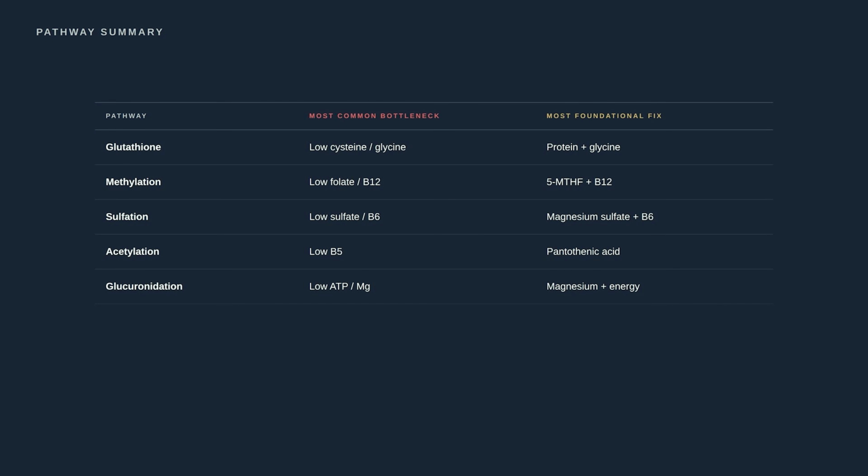Fifth, we have glucuronidation. Maybe you've heard of that one too. This one is very fascinating. We're using glucose to make glucuronic acid. It's really important for removing estrogens, can be helpful in mold detoxification. Very interesting pathway. We'll come to that.